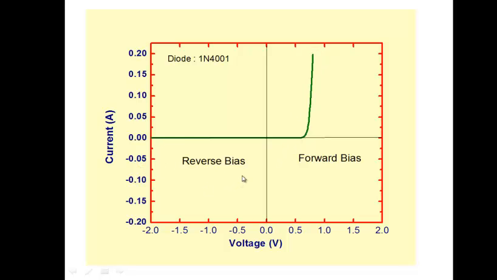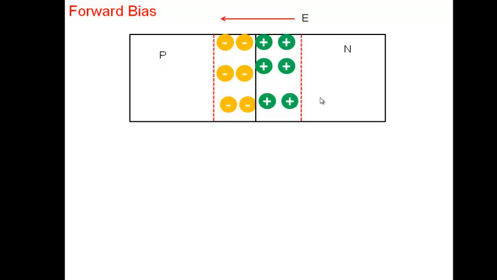In forward bias, you find the diode conducts significant current. And in reverse bias, it does not conduct significant current. The important word is significant. There is some current, but it's very small as compared to the forward bias current here. So we know that. The issue is why. Why does that happen?